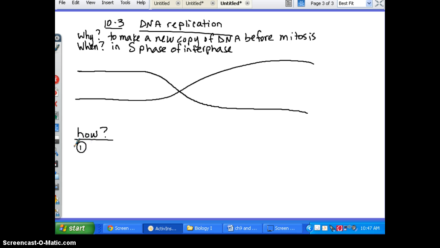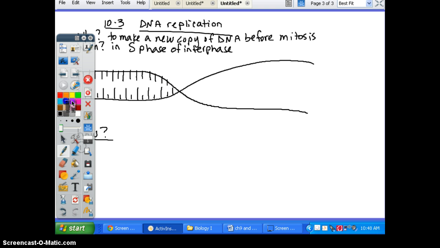Number one, first we're going to show that we have these nucleotides here. These are the nitrogen bases. Just going to show kind of a little simulation of what that would look like. You have A's and T's across from each other and C's and G's across from each other. And then what we're going to have happen is we're going to have an enzyme called helicase.